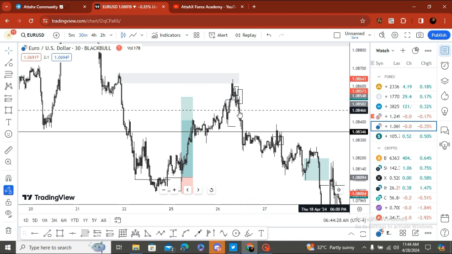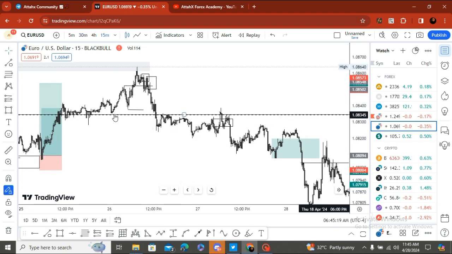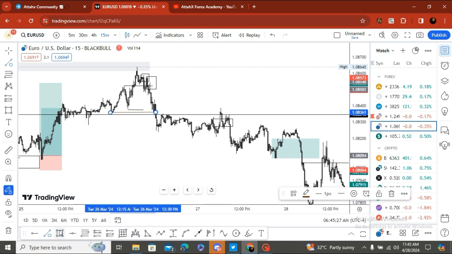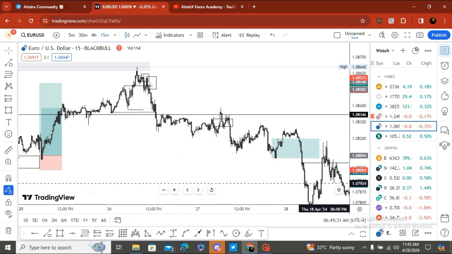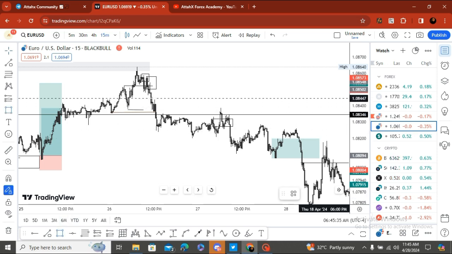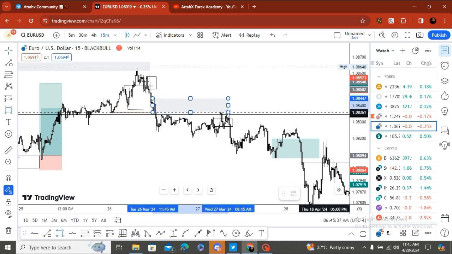And then it broke out with a momentum, right? And caused a change of character over here. And then our entry using the breaker block.